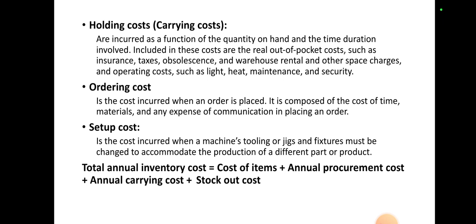The total annual inventory cost is equal to the summation of the cost of items, annual procurement cost, annual carrying cost, and stock out cost.